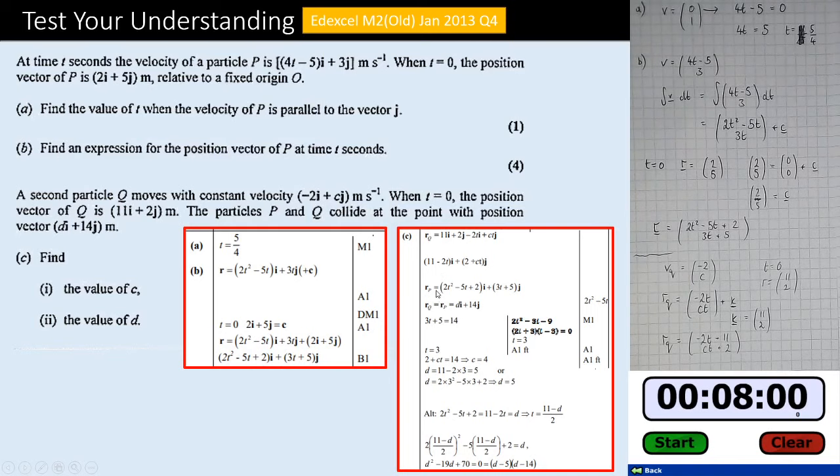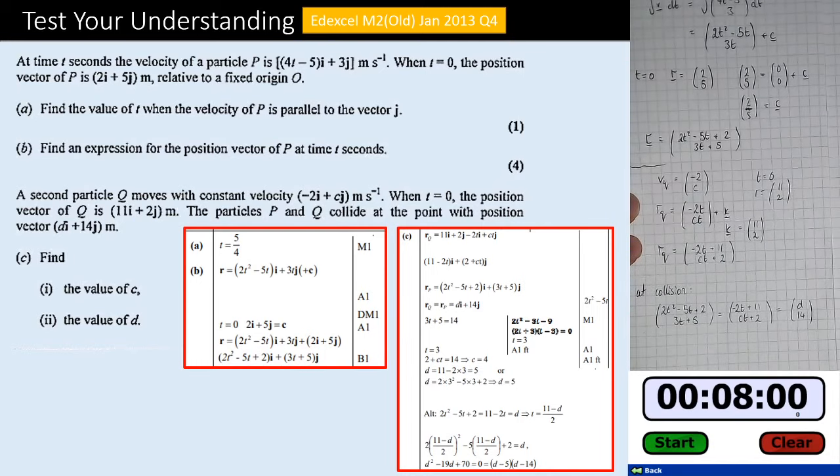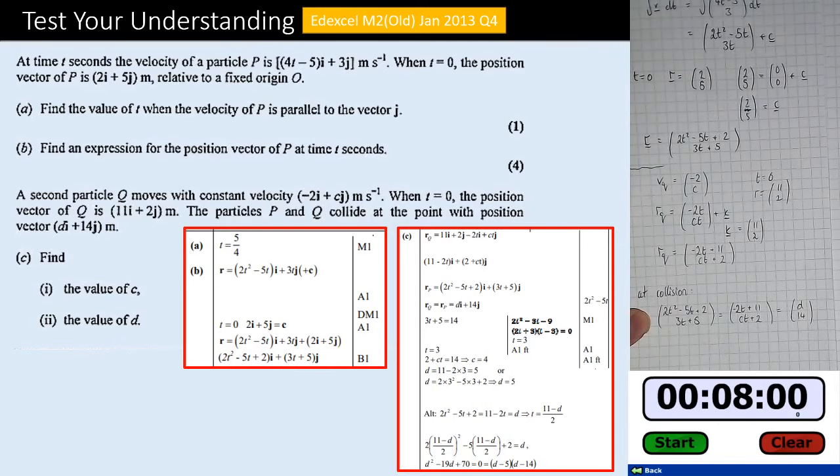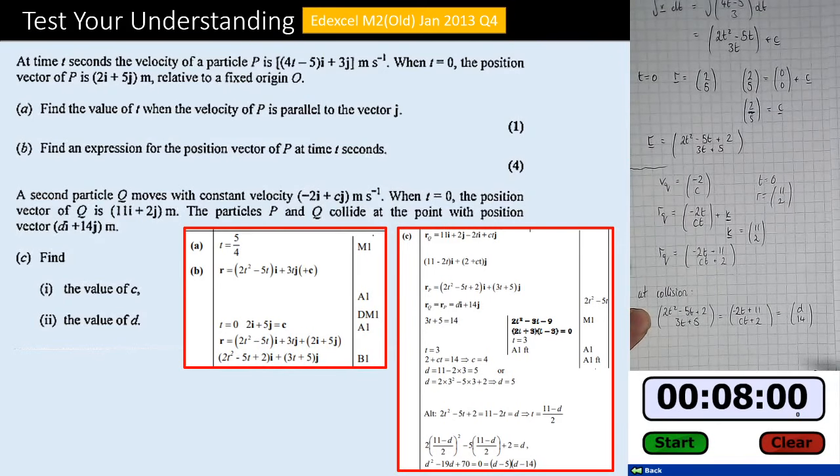And then what they said is that the position vector of P is equal to the position vector of Q, which is equal to D and 14J. Now I've written that slightly differently on my next line, just at the bottom here. And then we're looking to find out all of the different bits of information that we can from this. So we can find the time that they collide by looking at 3t plus 5 is equal to 14. So that gives us our time of collision.